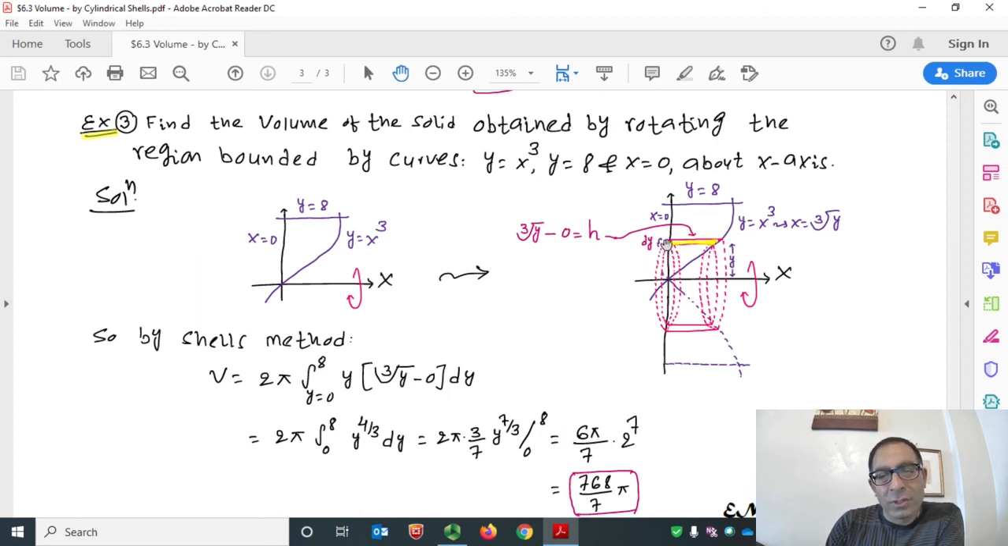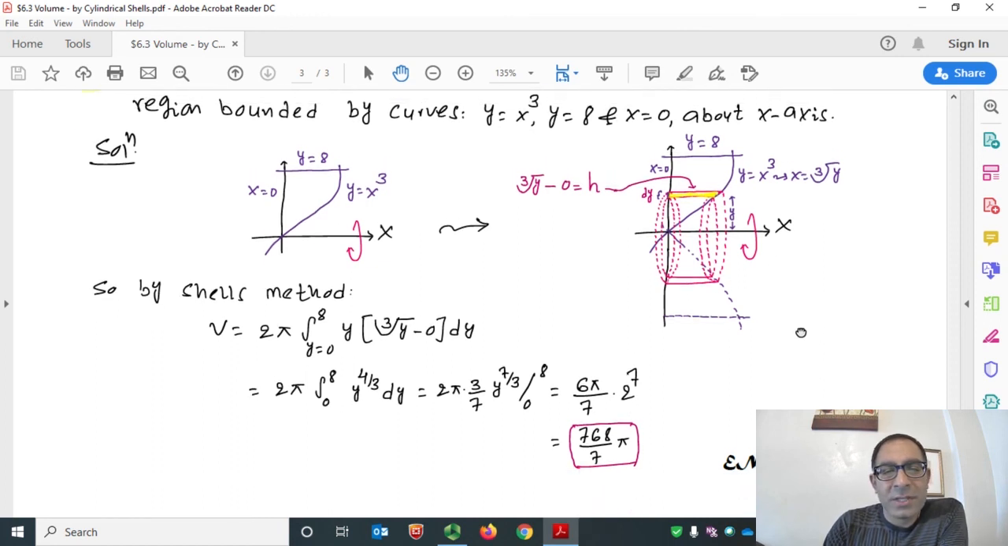What's the width here? It is dy, right? This stripe's width is dy, so we are integrating with respect to y. And what's the height here? The height is the x value, right? Because it's how far from the y-axis. So what is x? I need to solve y equals x cubed, which gives x equals the cube root of y. And then what's the radius? The radius of the cylinder is the distance from the axis of rotation to this stripe, which is the y value, right? Great. I hope this description and diagram make sense to you all.